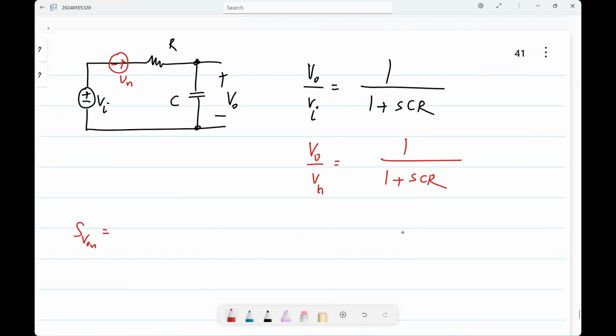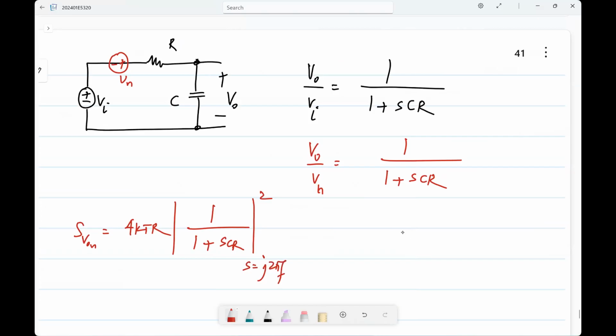Okay. So now what will be the spectral density of the output noise voltage? So at VO there will be noise because of resistance, right? What will be the spectral density of that noise? What is the spectral density of Vn? 4 kTr times mod of 1 plus, and what should I substitute S with here? It is j 2 pi F.